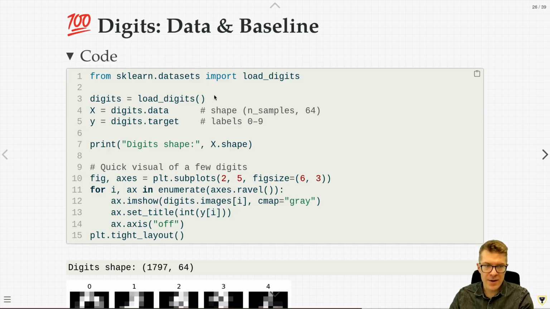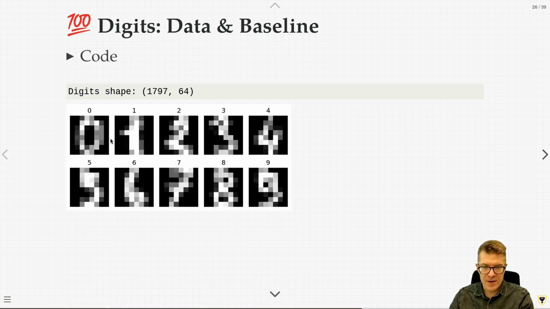Here I'm just loading the data. The data are available in sklearn. And here are some examples of handwritten digits. It's kind of hard to see, you may have to squint to really tell what some of these numbers are supposed to be, but it's a realistic, tiny little data set.